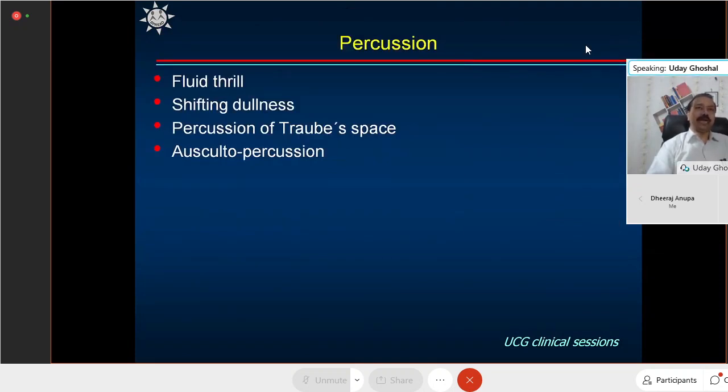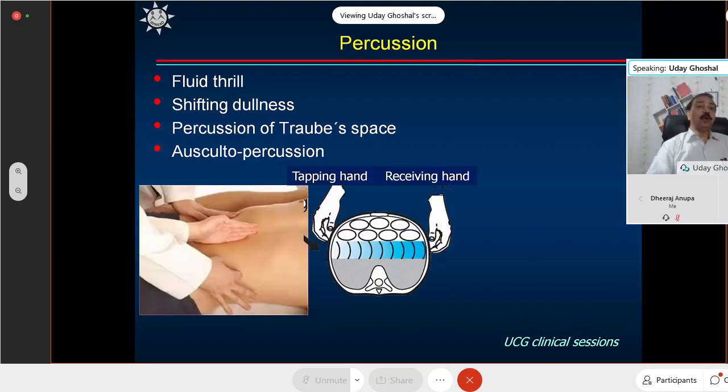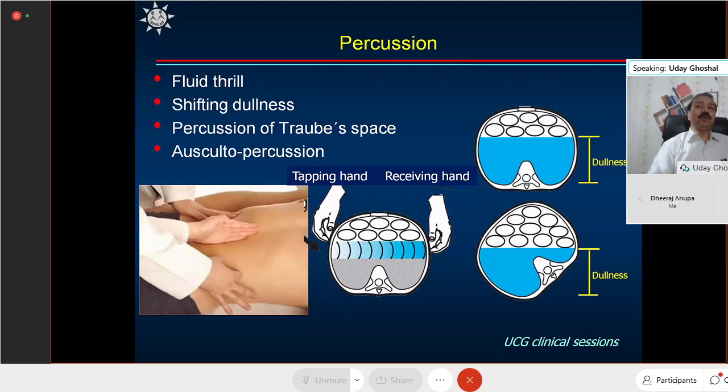So therefore, you have read Hutchison, you have read Chamberlain, you have read McLeod. So in percussion, you look at fluid thrill, you look at shifting dullness, you percuss the trough space, you do auscultopercussion. So what is fluid thrill and what is shifting dullness? Fluid thrill means you put a hand on the anterior abdomen, like this, in the middle of the abdomen, then tap on one side and feel on the other side. If there's a lot of fluid, this fluid will give that transmitted tapping on the other hand. And this means there is a large volume of fluid. Whereas if you have a small volume of fluid, this will not be there.